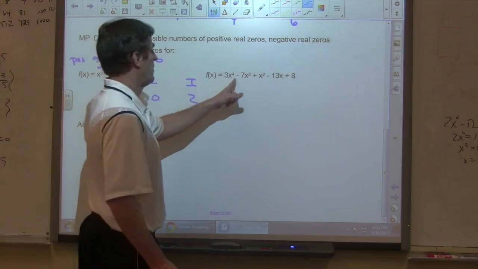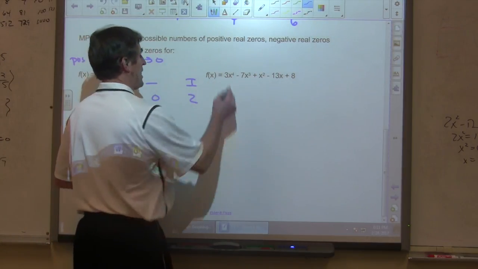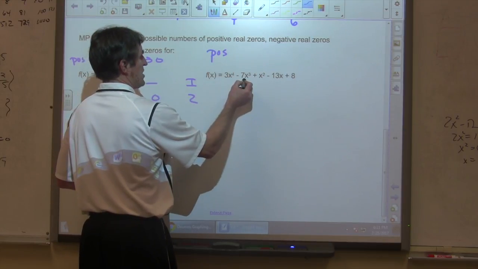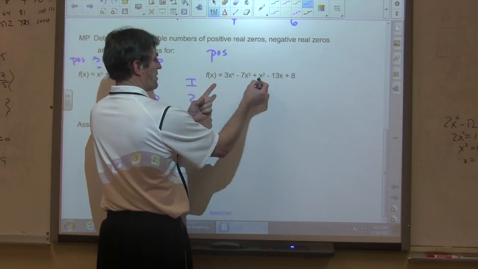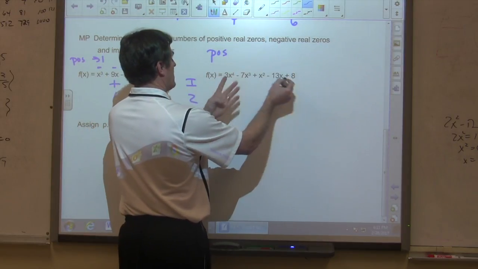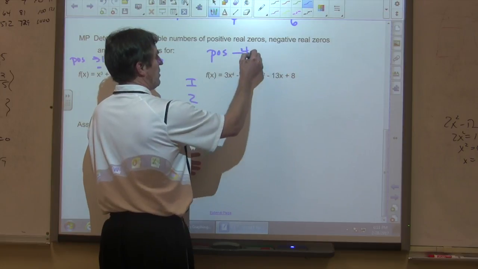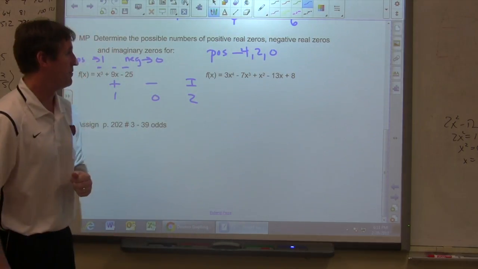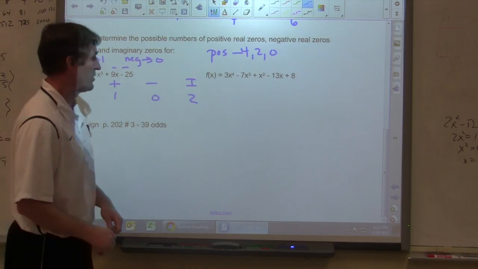If we go to this one, so let's do the positive again. So it starts positive, switches to negative, that's 1. Switch to positive, that's 2. Went to negative, that's 3. Went to positive, that's 4. So we have 4, and then we go down by 2's until we get to 0 or 1. So in this case, it'd be 4, 2, and 0.